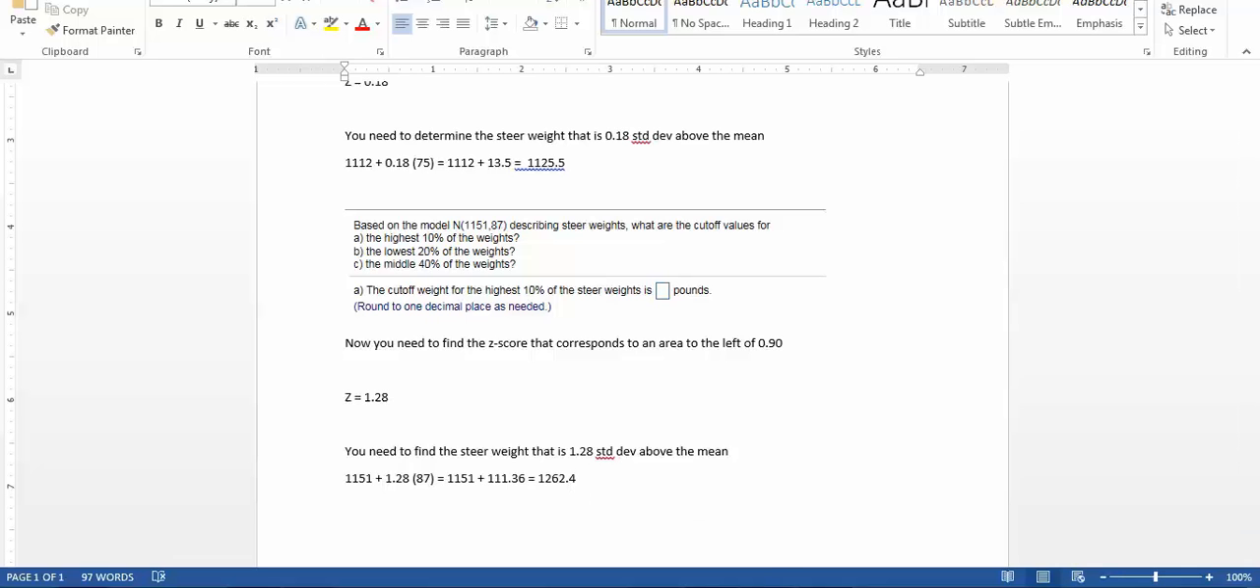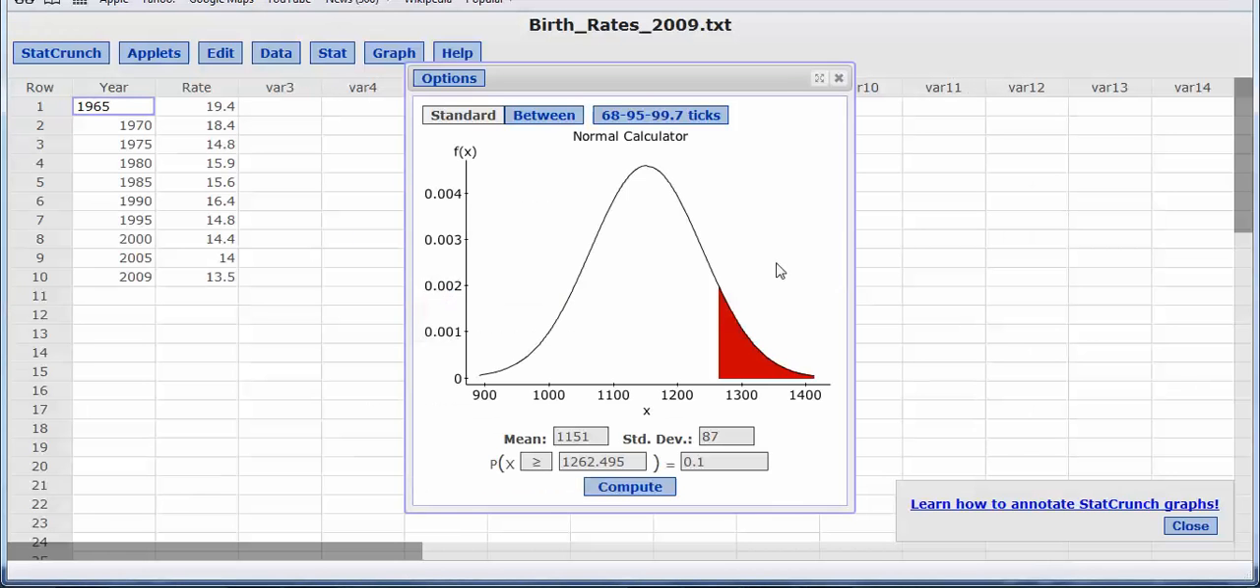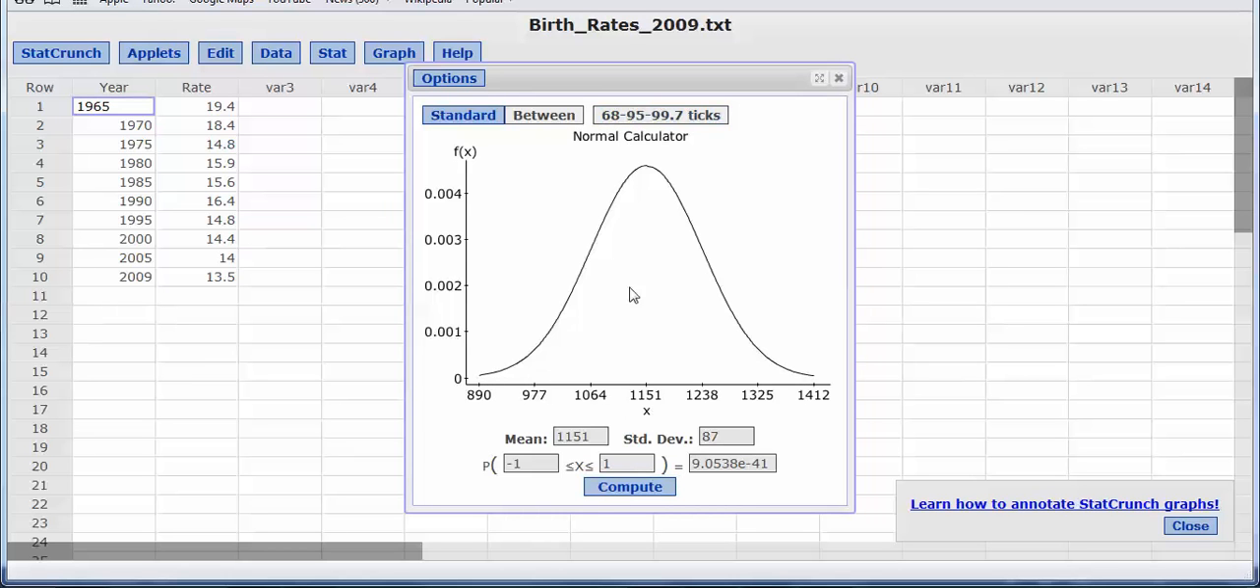So I would urge you, if you can get comfortable with these normal calculators, it's a whole lot easier to work these. And remember, there's also an option here to go between two weights, and you can also set up the tick marks like we did with the empirical rule here, where it does -1 standard deviation, -2, +1, +2, etc. So hopefully this will help you as you're working on your homework for Chapter 5.